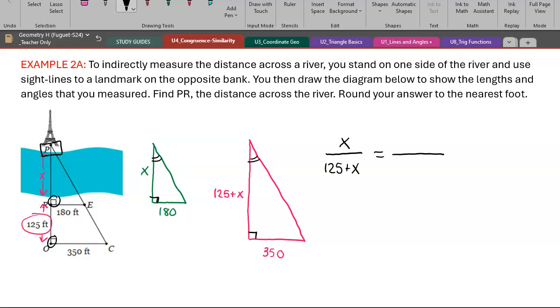Then the bottom side is going to be 180 of the green triangle, and the bottom of the pink triangle is going to be 350. Okay, setup is complete. Now all we have to do is go through the cross multiplying process. So this will just be a few things we got to throw into our calculators.